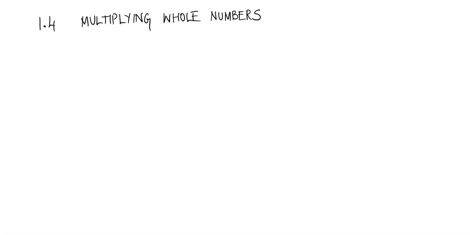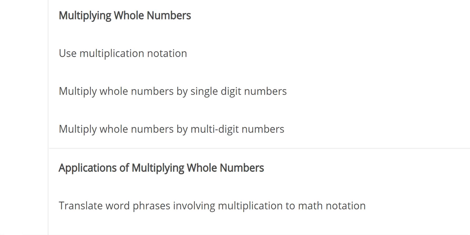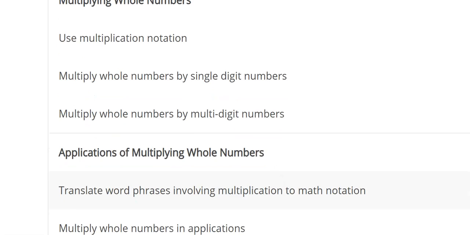Hello class, welcome to 1.4 multiplying whole numbers. Our focus here would be on these objectives: to multiply whole numbers and look at their notations. We'll also look at how to multiply a single digit and multiply by multiple digit numbers, and also of course look at the application of multiplying whole numbers.